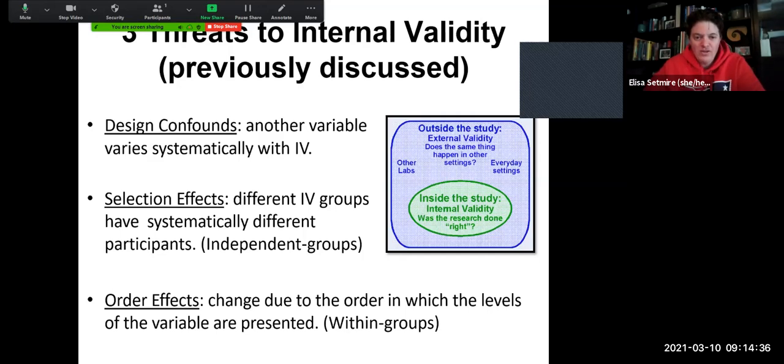Design confounds were when another variable varies systematically with the independent variable, which can confound or kind of confuse our results, make them very unclear. Selection effects are when different independent variable groups have systematically different participants, very common in independent groups designs. And order effects were when we have changes due to the order in which the levels of the variable are presented, which is common within group designs. So these were 3 things that we talked about previously. Again, we can have confounding variables and designs, things that are causing issues that are due to selection effects, and then things that cause issues related to order effects.